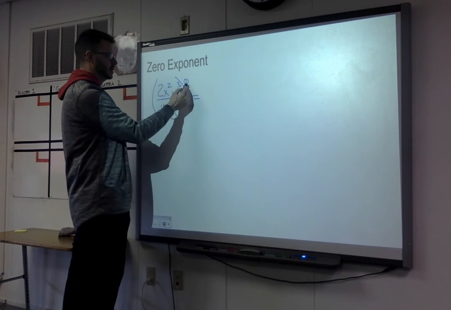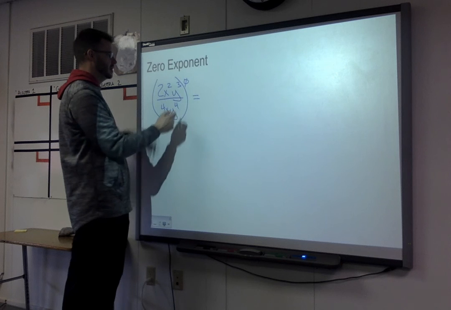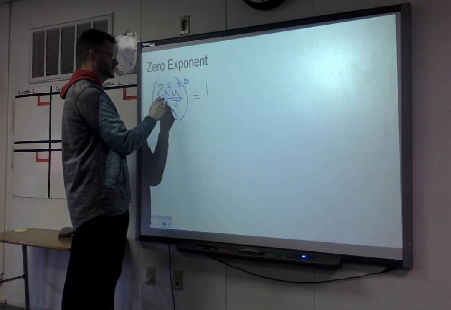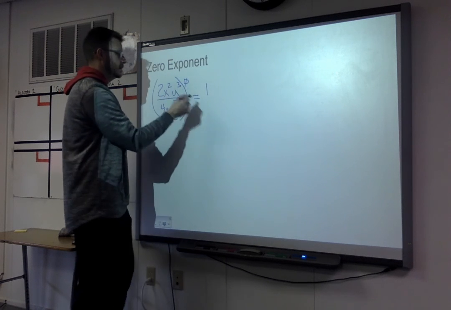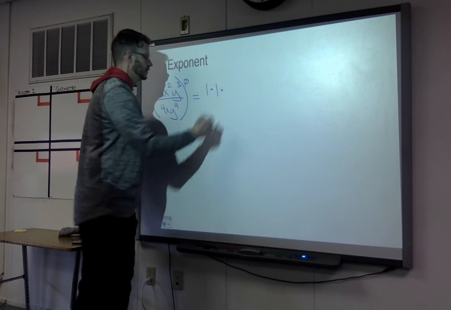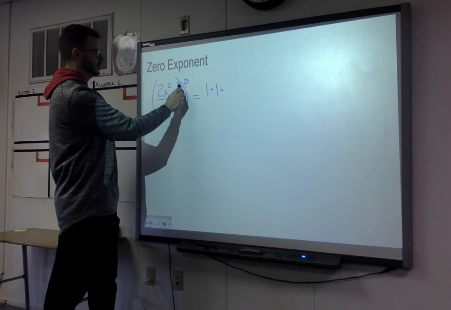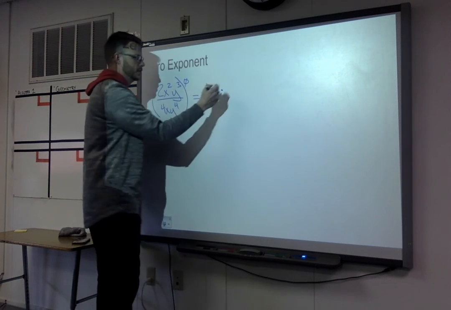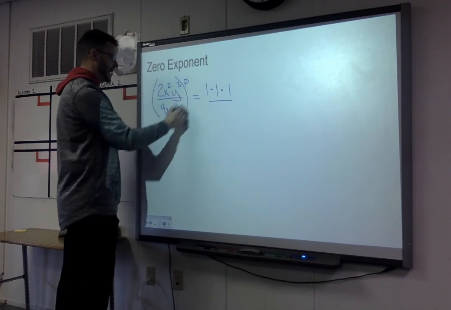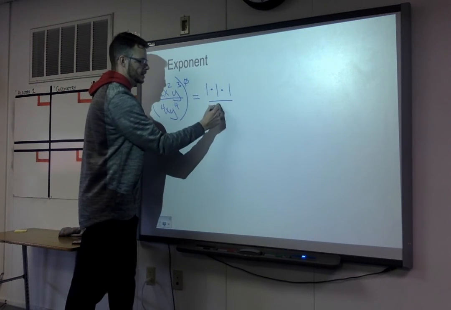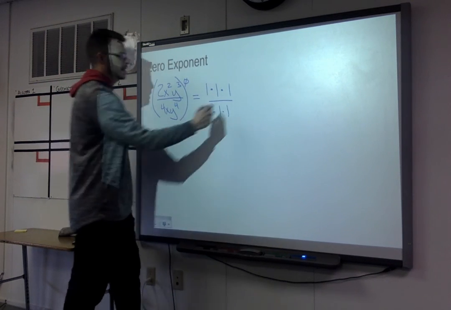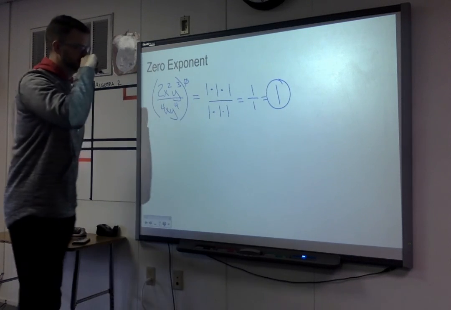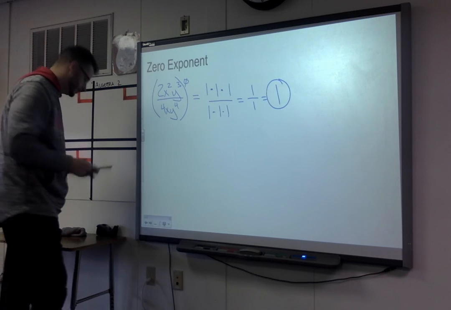So here we know we have to raise everything to this power, which 2 to the 0th power is 1. X squared to the 0th power, 2 times 0 is 0. X to the 0th power is 1. Y cubed to the 0th power, again, 3 times 0 is 0. Y to the 0th power is 1. You get the pattern here as we continue. Again, we get 1 times 1 times 1 on the bottom. Gives us 1 over 1, which is an answer of 1.